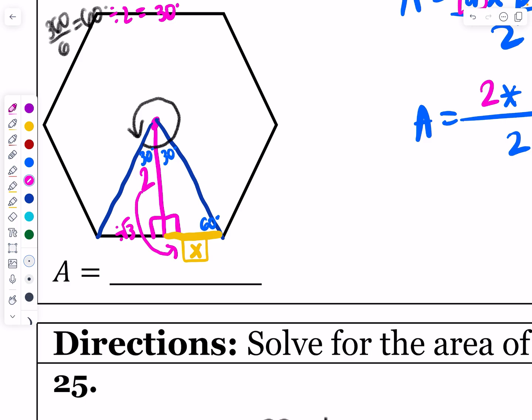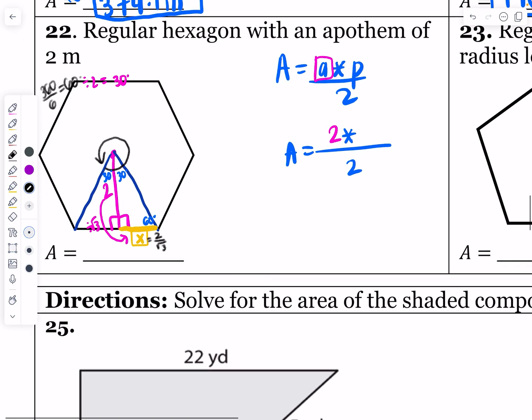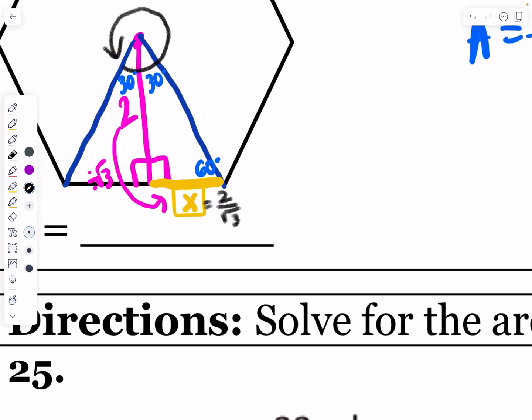So x is going to be equal to, it looks scary, but it's not. X is going to be equal to 2 divided by root 3. So what is my half of my side length? It's 2 divided by root 3. So what do I end up doing to that?